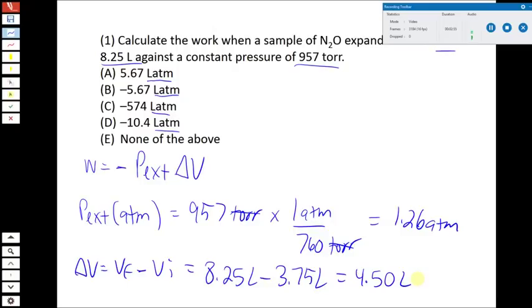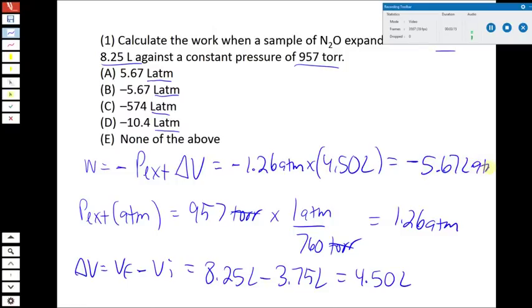Yes, okay, good. And then finally, we're going to put these into this equation up here, which is a negative sign out front, the pressure in atmospheres, and then the delta V, which is 4.50 liters, the 2 volumes subtracted from each other. And what we end up with is minus 5.67 liter atmospheres. This is already in the correct units again because our pressure is in atmospheres and our volume is in liters, so we set that up for ourselves already. This is the number that we're looking for, and that corresponds to choice B.